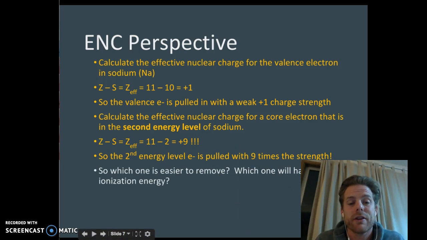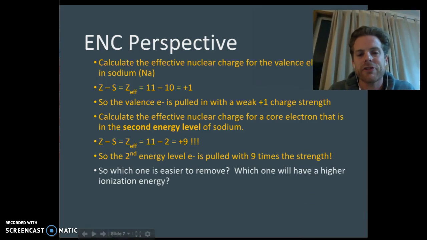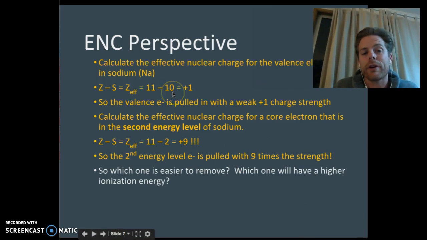Crazy. So which one's easier to remove? I kind of just told you that. Which one will have a higher ionization energy? Well, this first one is going to have a much lower ionization energy. It will be easier to remove compared to the second one, which would be much higher.